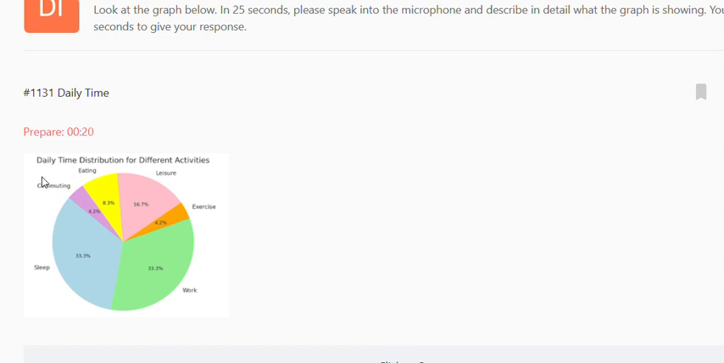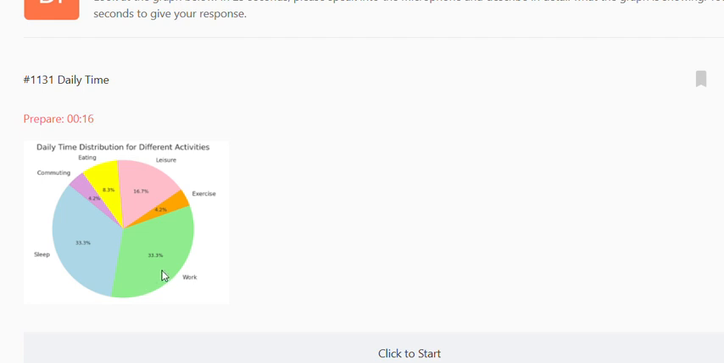What is this? Daily time distribution for different activities. Work 33, sleep 33, exercise 4.2, that's the minimal, commuting, eating, leisure. Second highest is for leisure.